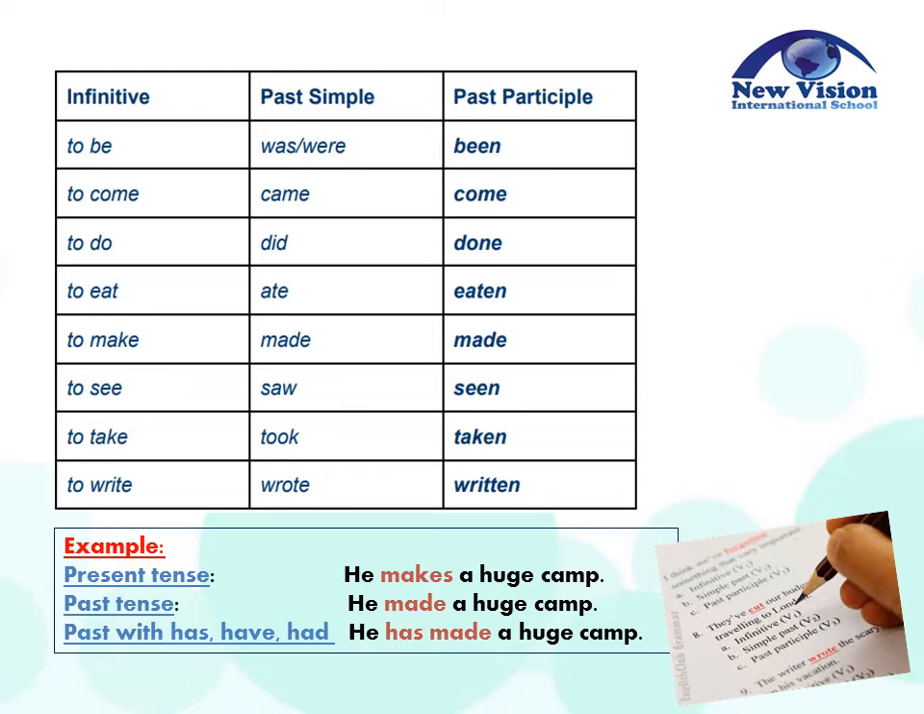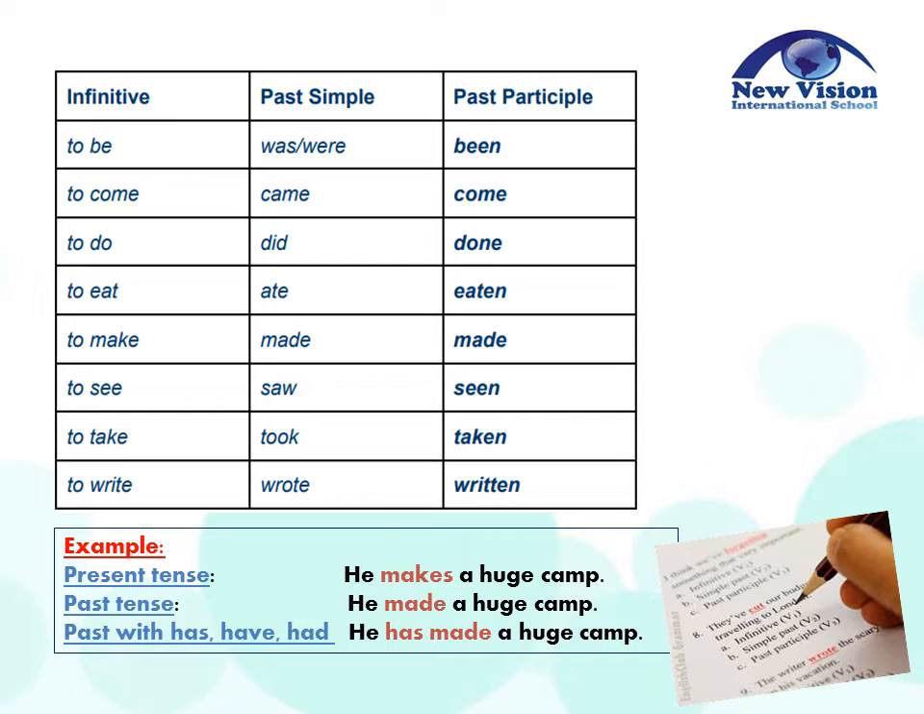Look down. He makes a huge camp. He makes a huge camp. Where is the infinitive verb? Makes. We add s because the pronoun is he. Past tense. What's the past tense of makes? Is it maked? Oh no, it's not. He made. Again, he made a huge camp.